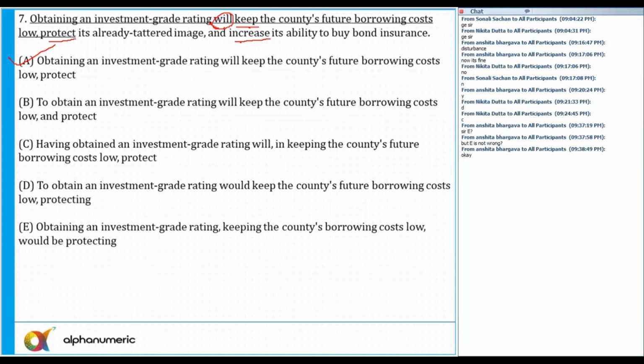Did you understand this? Three things will happen. It will do three things: keep the country's costs low, protect the tattered image, and increase the ability to buy bond insurance. All these three things are parallel. The word will is common because it is used with just the first one. That means it is common. So I think this is absolutely right. Then we come to question number 8.